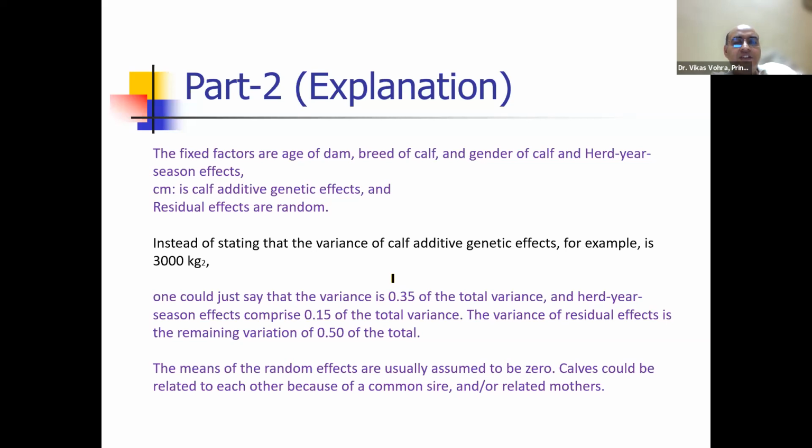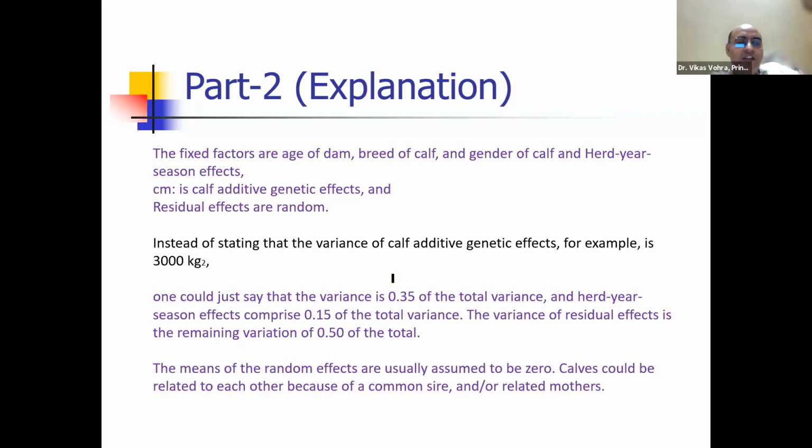So instead of stating that the variance of the calf additive genetic effect is 3000 kg square, one could say that the variance is 0.35 of the total variance. And the herd year season effect, this is the result we are interpreting. If that comes out to be 0.15, we say it is 15% of the total variation. Total variation in the weaning weight attained by the calf is being explained by the herd in which it is born. By herd we mean the year in which it is born, and the effect of season, whether it was born in the winter, the summer or the autumn. So how much variation they are explaining.